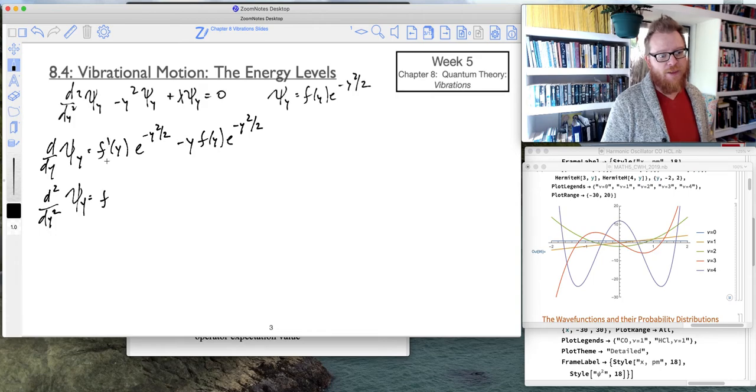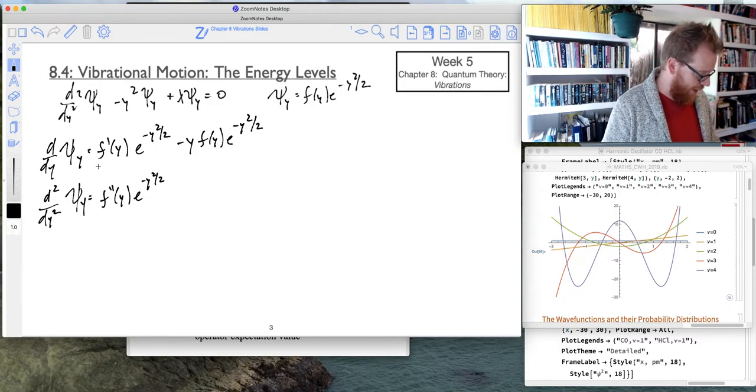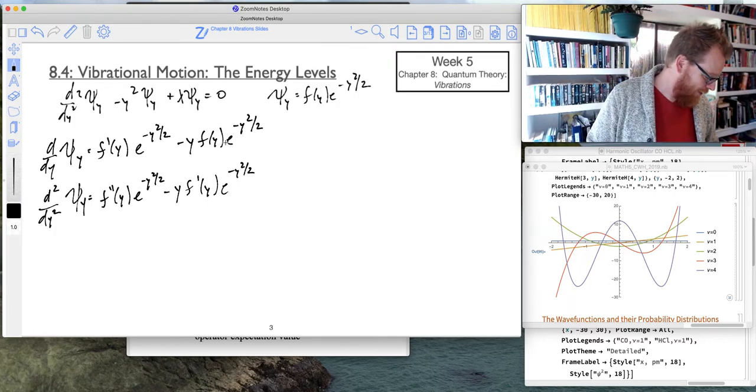So that's going to give me the second derivative of that chunk times the original function, e to the negative y squared divided by 2. And then now I've got to do the derivative of the exponential, which is going to be negative 2y divided by 2, or just negative y. So that's going to become negative y times f prime of y times e to the negative y squared divided by 2.